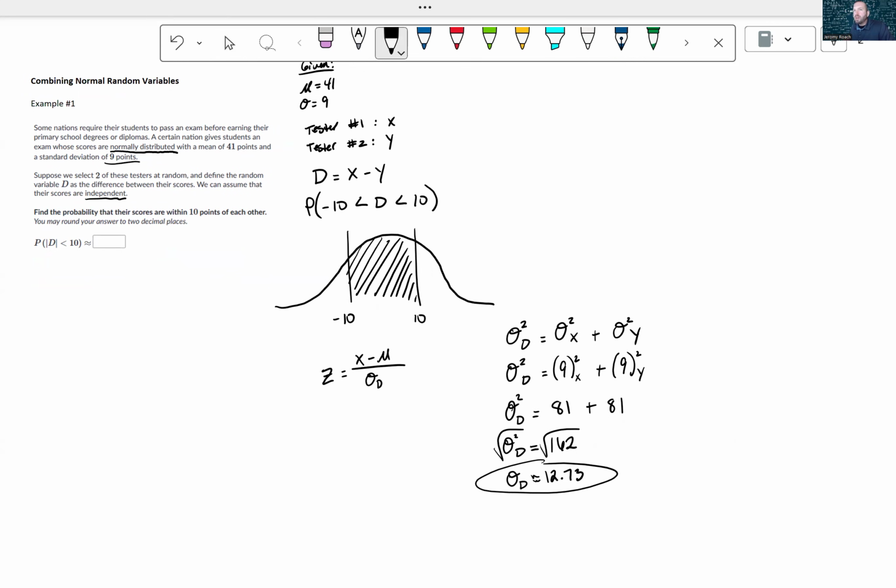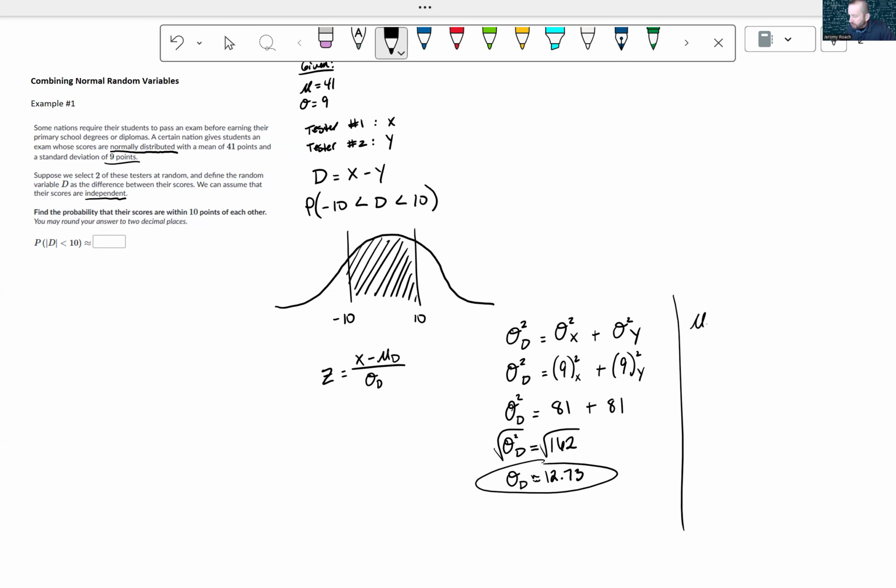Okay, but we still need the mean of d, which I should have written earlier, but the mean of d is what we're trying to find there. So again, we're not going to use 41 for the mean. We want to find the mean of d. So for the next part of our problem, we're going to find the mean.